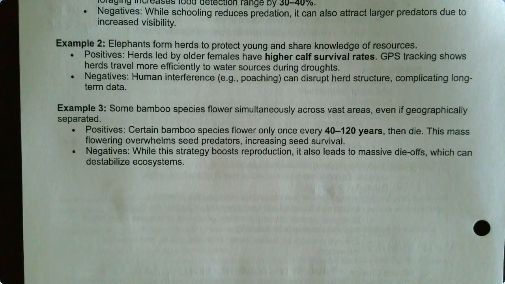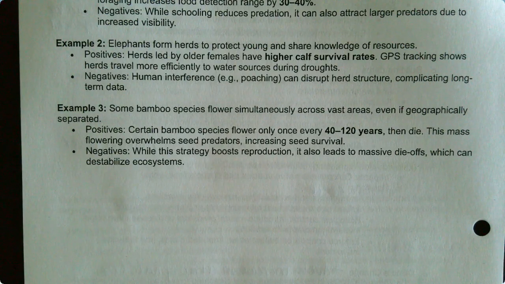Positives, herds led by older females have higher calf survival rates. What scientists have done, they've used GPS tracking to show how the herds more efficiently find things like water during droughts. Negatives, human interference. We watched a video about how humans have been poaching elephants in order to get their tusks, and therefore the older ones that have the tusks, they get killed, and they can't mentor their younger ones, so therefore, how is that affecting calf survival rates?